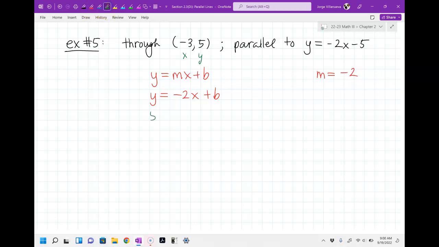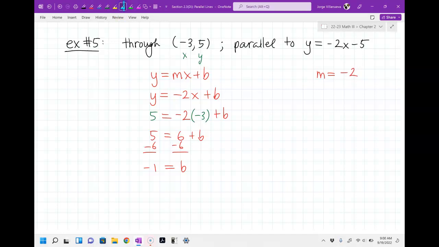So y is 5, equal to negative 2 times negative 3 plus b. Again, I like using different colors when I plug it in so if you're ever wondering where did he get that from, look at the green stuff, right? So negative 2 times negative 3 is 6. And to solve for b, I just have to subtract 6. So negative 1 is equal to b.